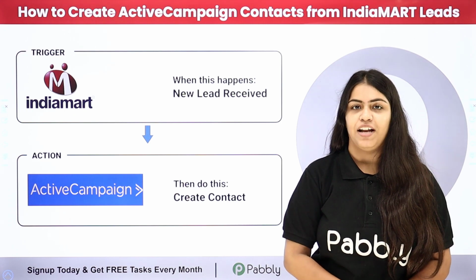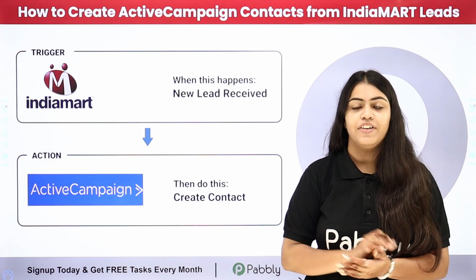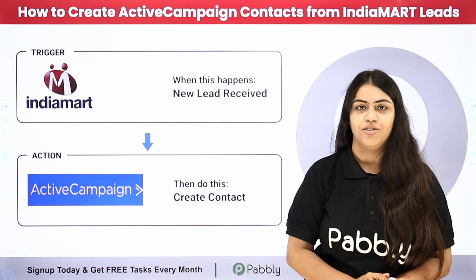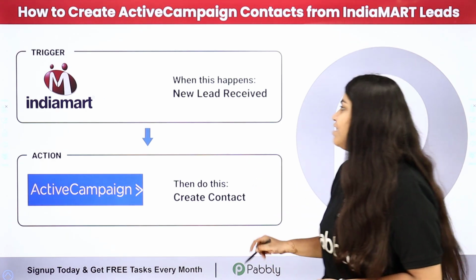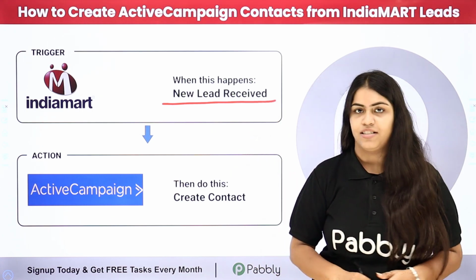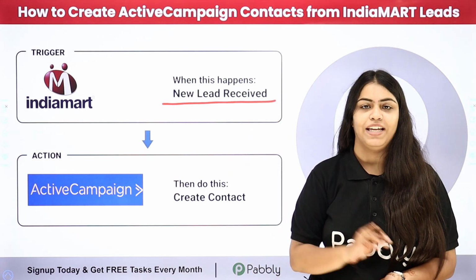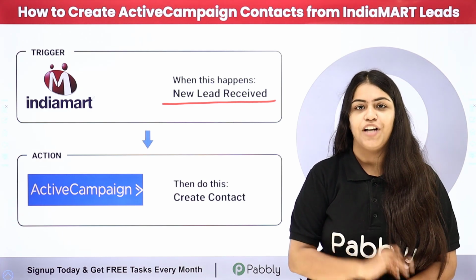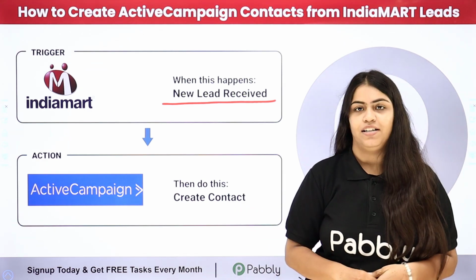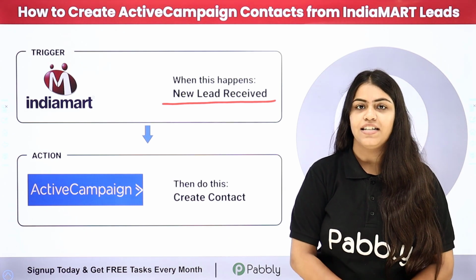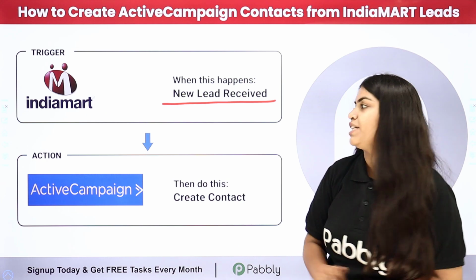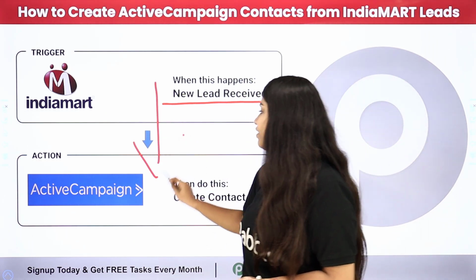I'm running a B2B manufacturing company, and for that we receive new leads and sell our products online with the help of our IndiaMART account. So now what I want is that as soon as a new lead is received in my IndiaMART account, which is as soon as a new product query is received, automatically with the help of the same details, a new contact should be created in my ActiveCampaign account too, so that I can create targeted email marketing campaigns for these leads. So to do this, we are going to create a connection between IndiaMART and ActiveCampaign.